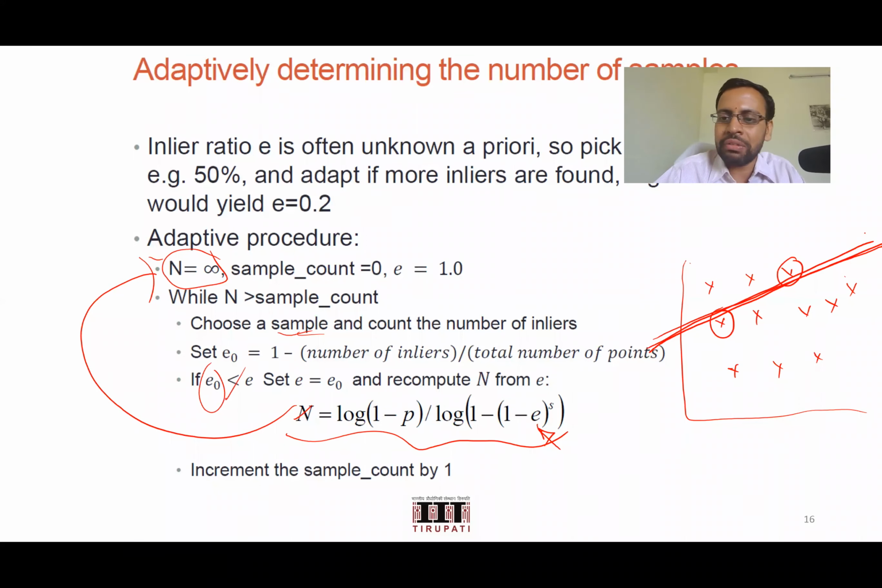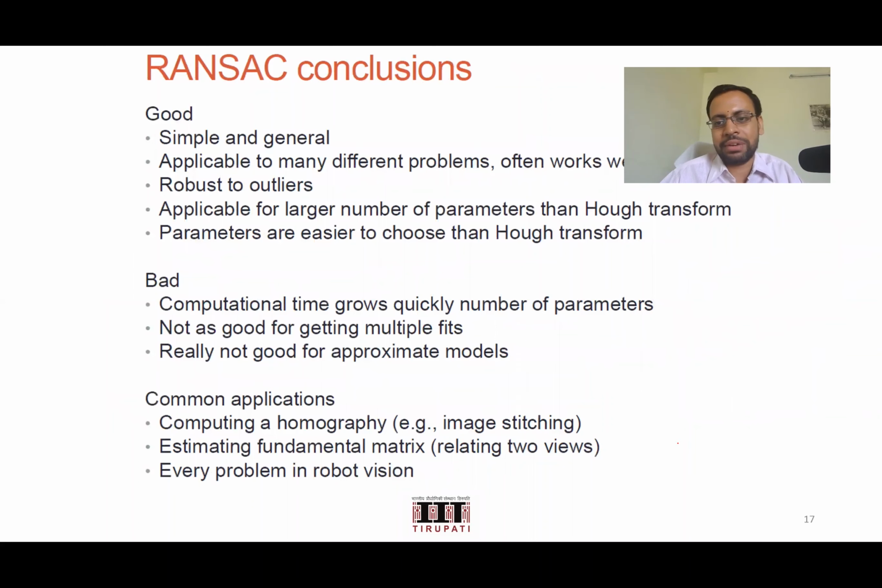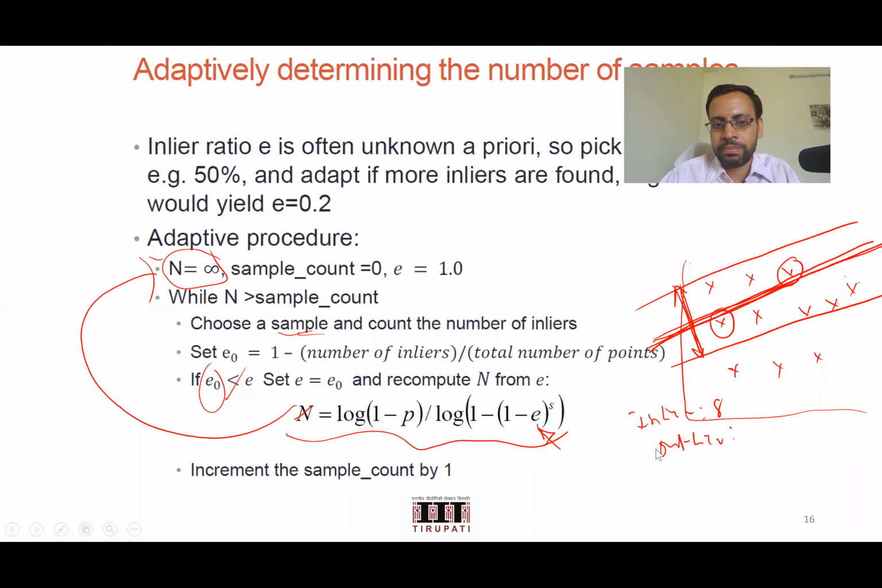Now what I will do, I know that if a point is within this region of this line, all the points which are within that region I would consider as inliers. So for example, 1 2 3 4 5 6 7 8, inliers are 8 for me, outliers are 3 for me. So the percentage of outliers is 3 by 11. That's how I compute the E value.